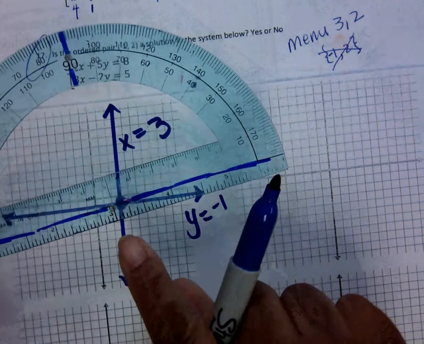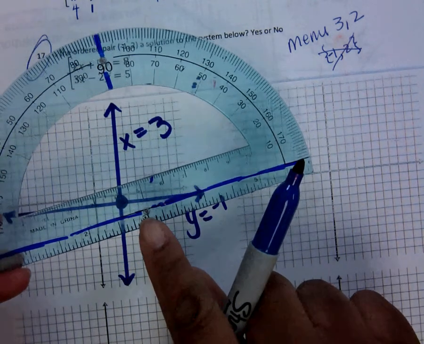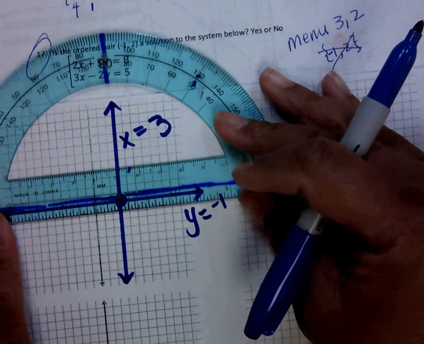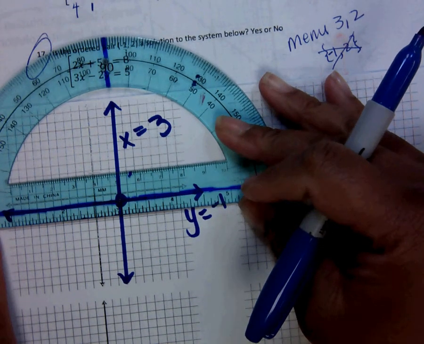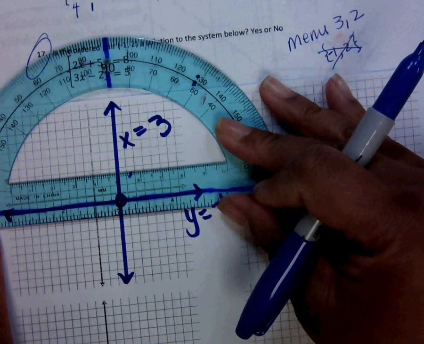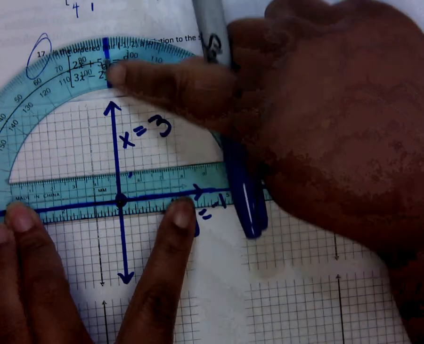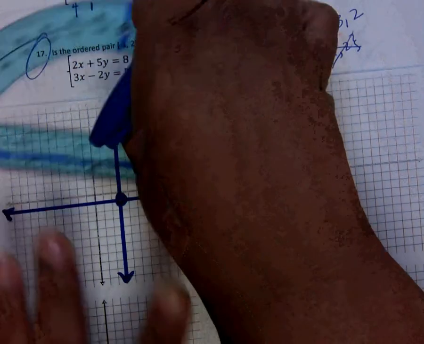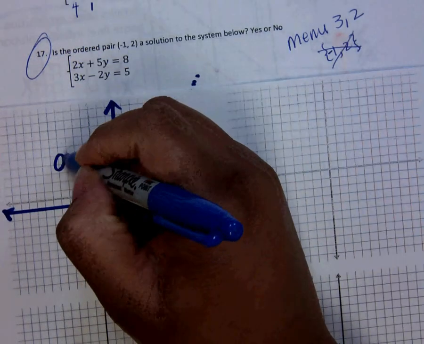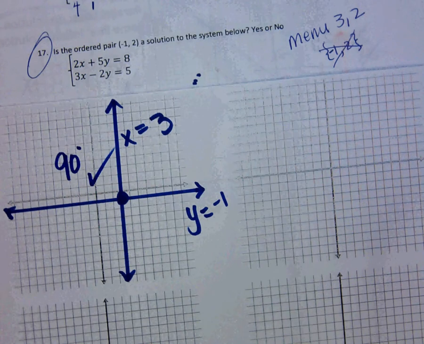Put the dot here on the protractor on the solution. Line up the lines at the bottom. And let's look. Is this 90? Look at it. It meets right up with 90, doesn't it? Therefore, these are perpendicular because I have a 90-degree angle.